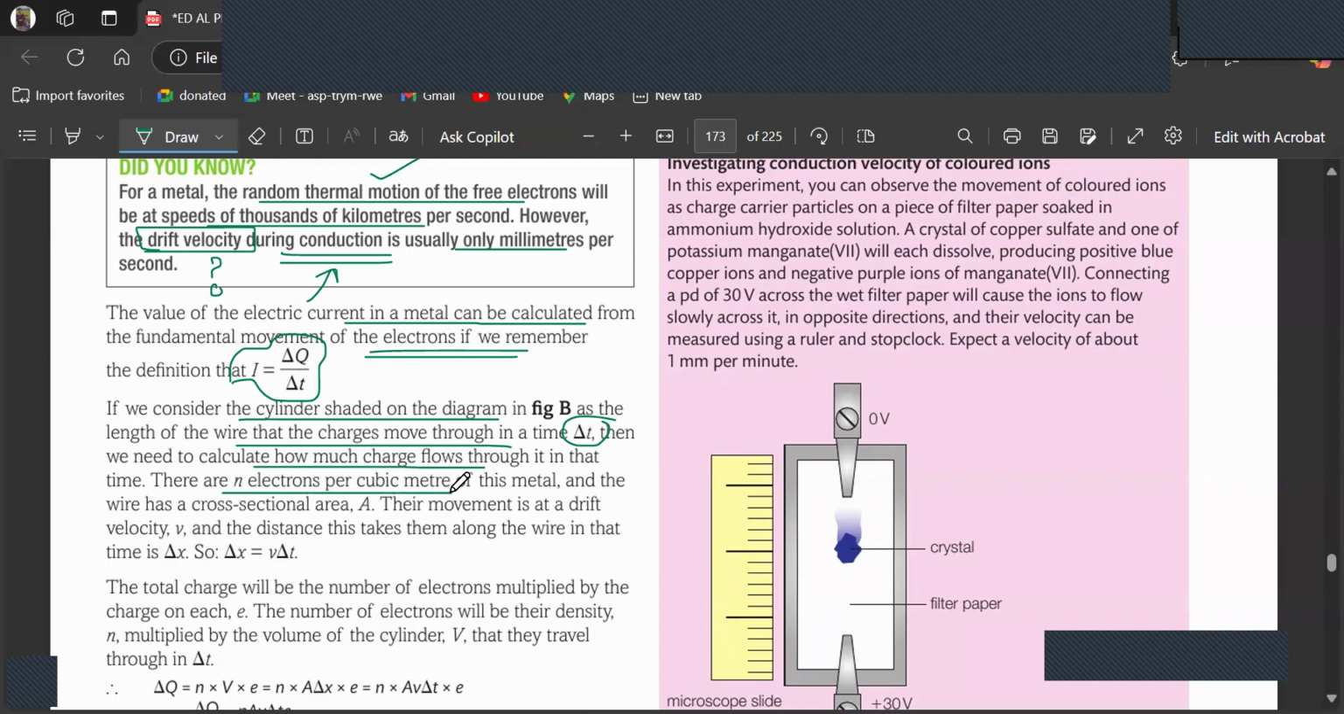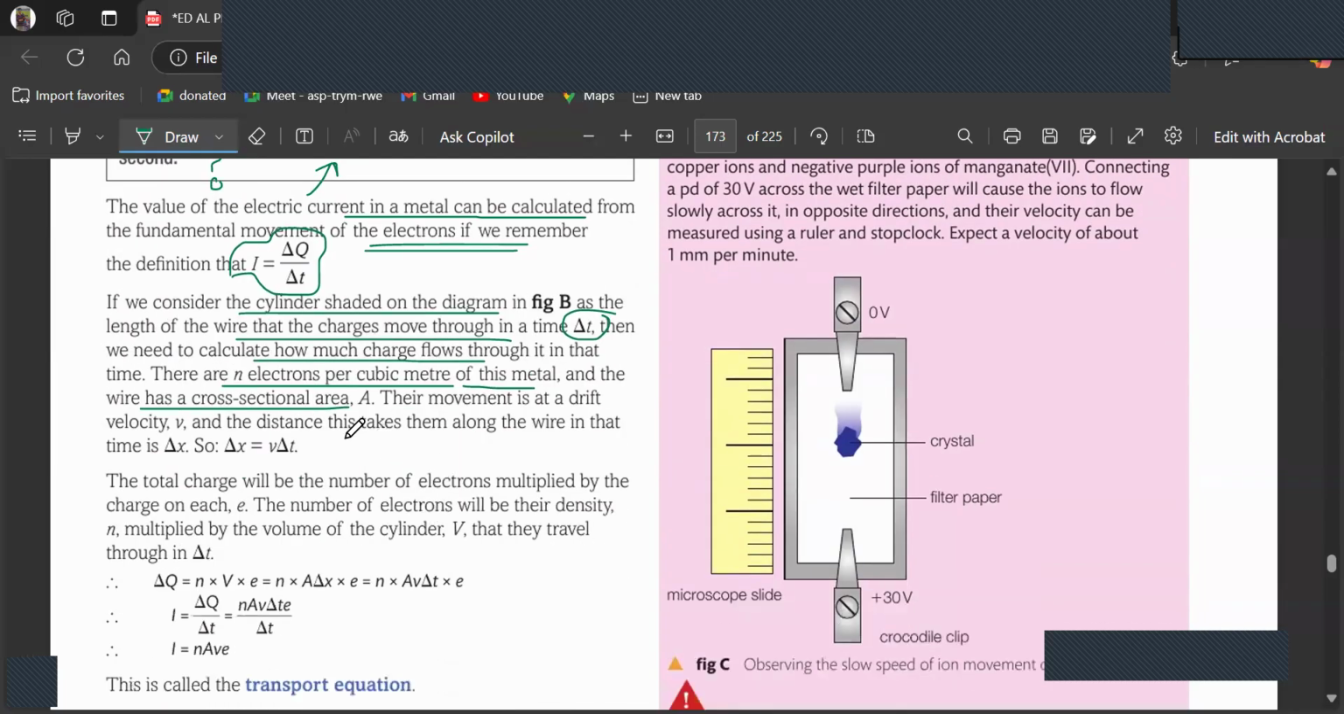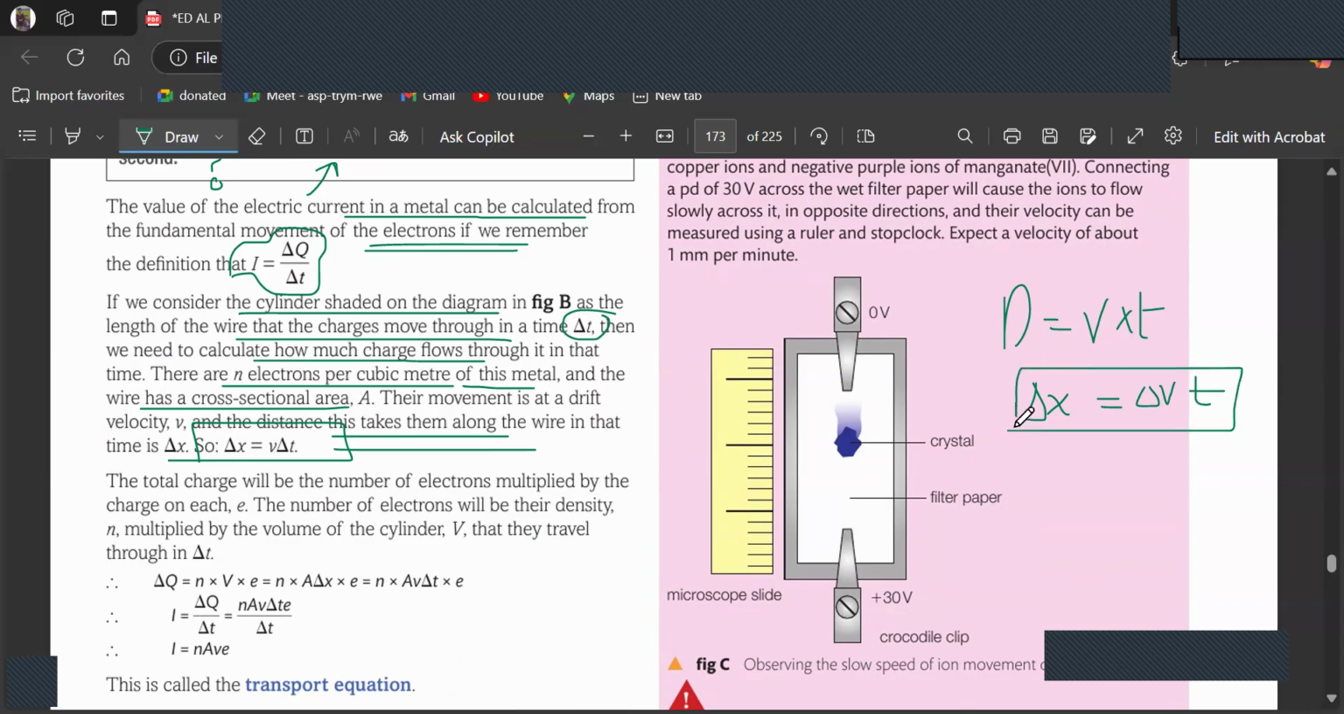There are n electrons per cubic meter of this metal, each with charge, and the wire has a cross-sectional area A as well. So their movement is at a drift velocity, and the distance this takes them along the wire, so that delta x is equal to v into t. We know that distance is equal to speed into time. So the change in distance is equal to the drift velocity and the change in time.